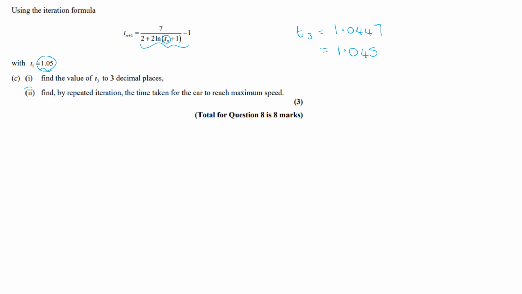And then in part 2, repeated iteration, you keep pressing the equals button, t will settle down to 1.042. So that's how many hours it takes to reach the maximum speed.